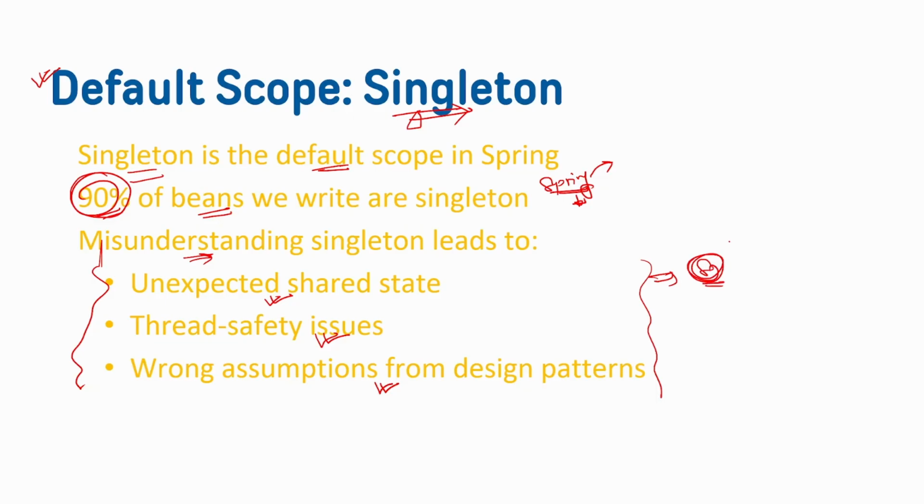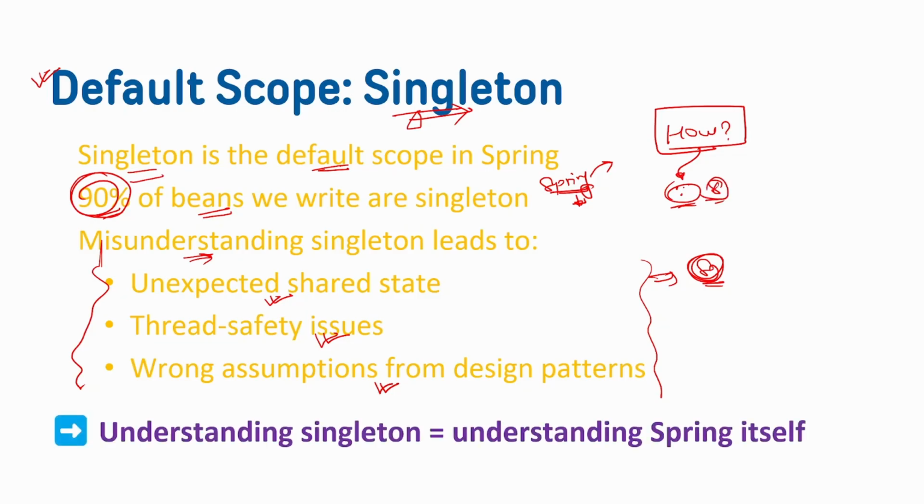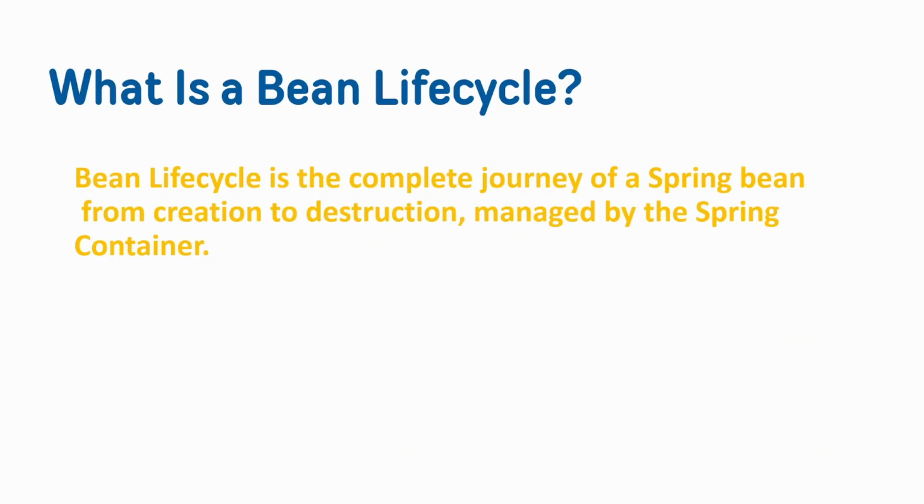So let's see how the singleton bean works and what its life cycle is. Understanding the singleton bean means understanding Spring itself. So if we understand the singleton bean, it means we have understood Spring itself. So let's see the bean life cycle of the singleton bean. What is the life cycle of the singleton bean scope? So let's start by seeing what the bean life cycle is.